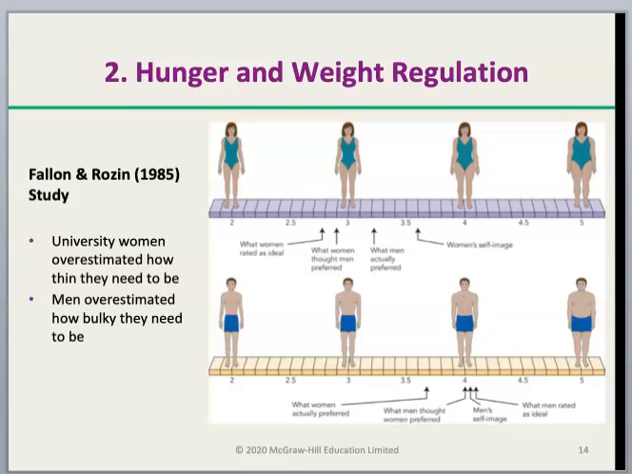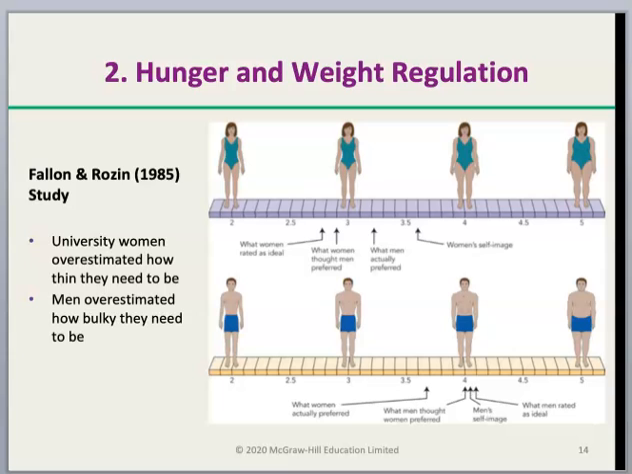They ranked themselves as a 3.6, so they saw themselves as heavier. And then, of course, what men actually preferred was more of a 3.2. So what that shows is that women see themselves as much larger than what they consider ideal, and that is off from the average score of what men actually preferred.